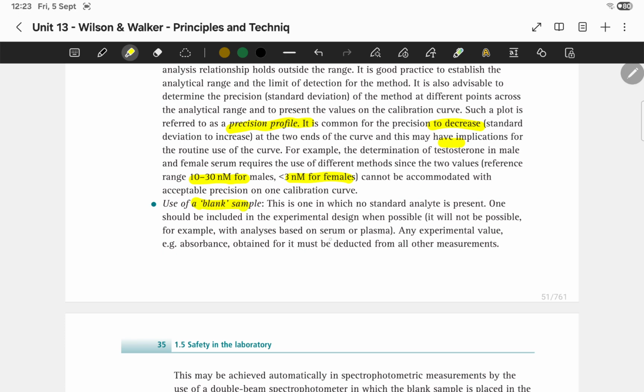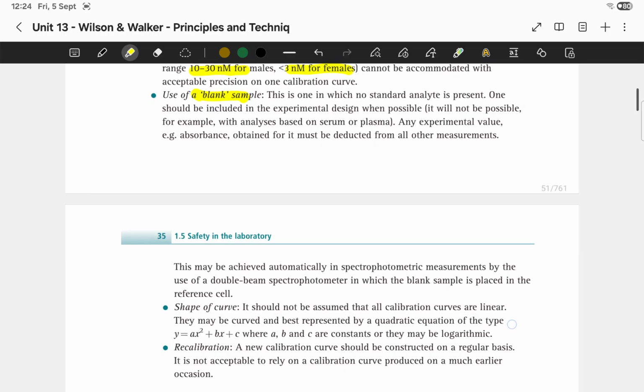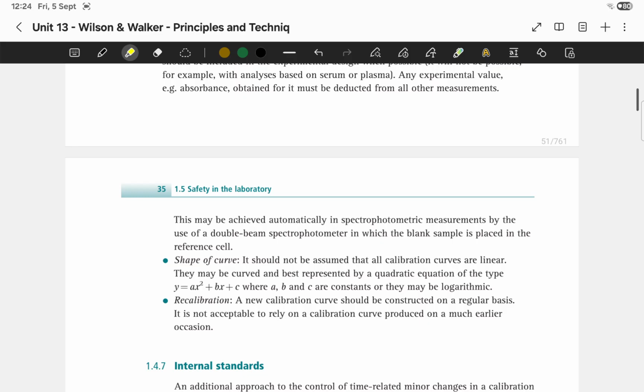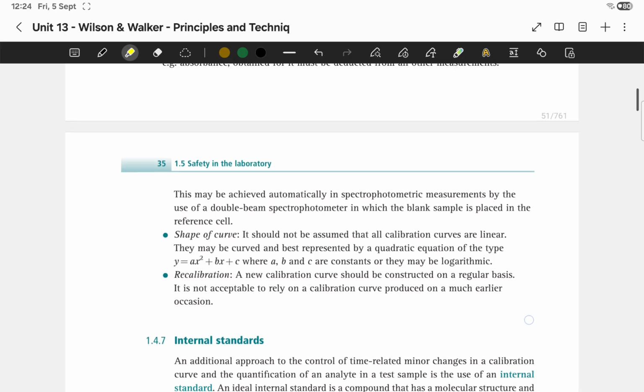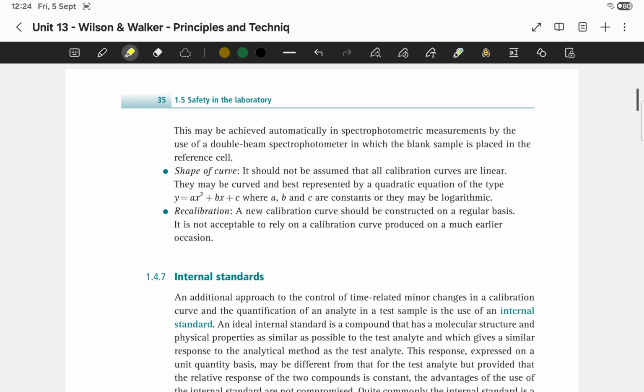There is a blank sample, one in which no standard analyte is present. One should be included in the experimental design when possible. Any experimental value, that is absorption, obtained for it must be deducted from all other measurements. This may be achieved automatically in spectrometric measurements by the use of a double beam spectrophotometer, in which the blank sample is placed in the reference.